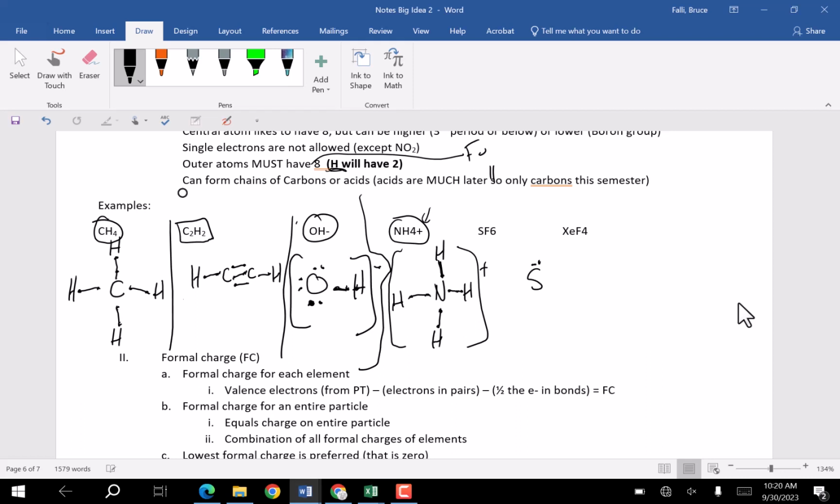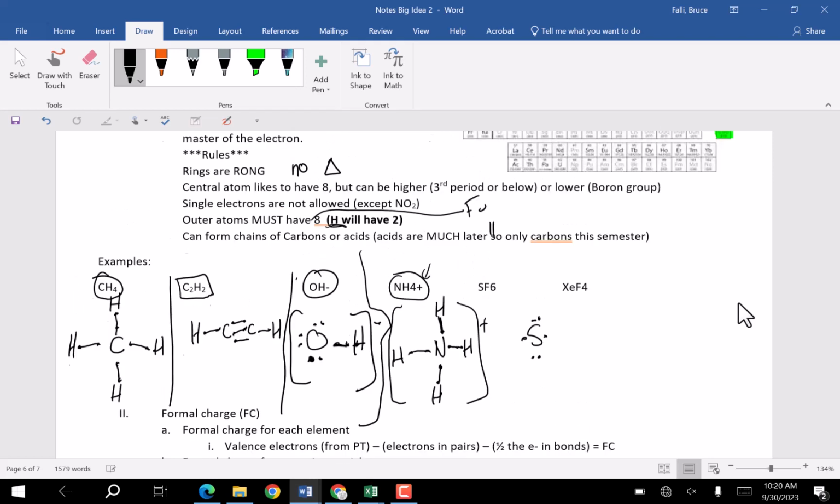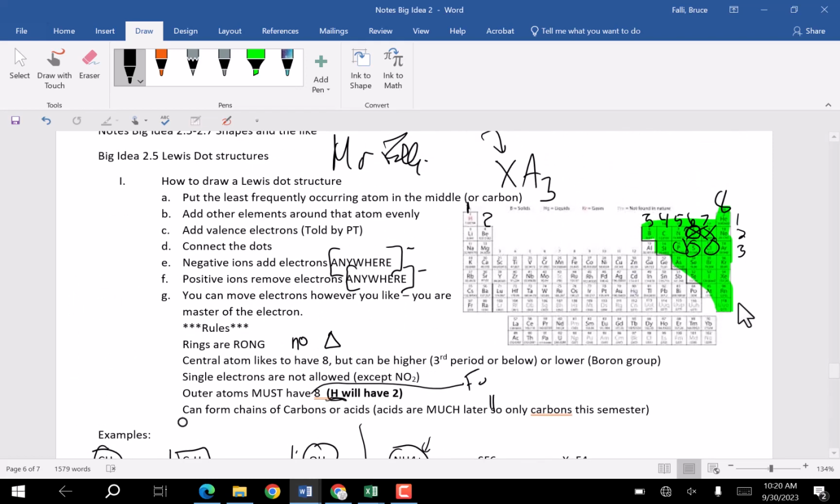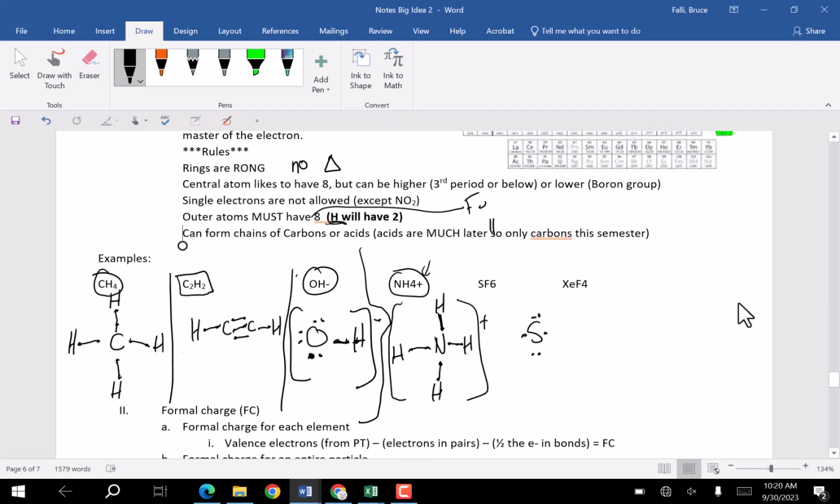S has 6 electrons. Quick refresher. How did I get 6? Number of valence electrons comes from the periodic table. Okay. I have 6 fluorines. Okay, this gets kind of tricky.